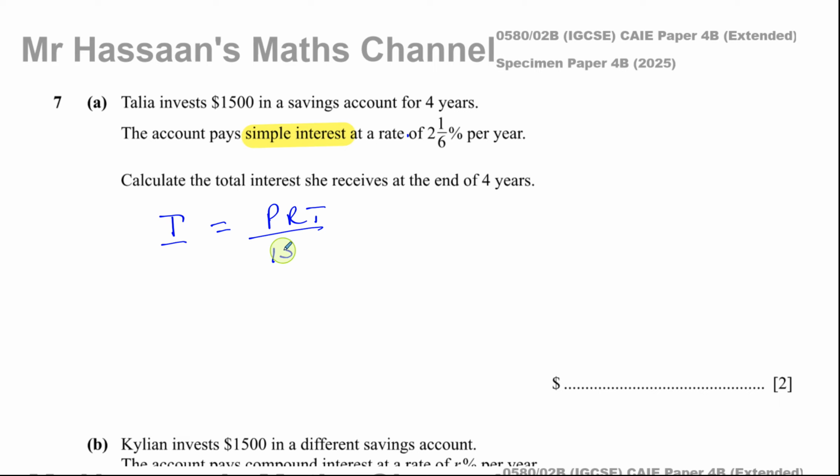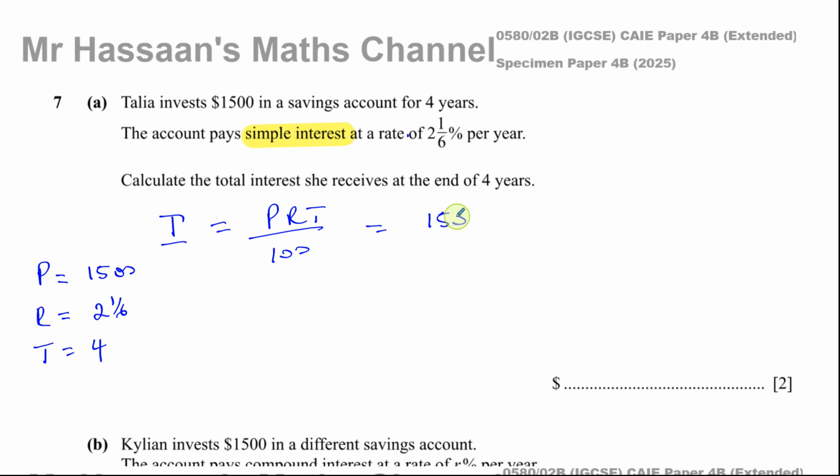PRT over 100. Okay, so we have to find the interest. That's what we have to find. Now we know that P stands for the principal, which is the amount invested, which is 1,500. And we know that R stands for the rate, which in this case is given, but we only use 2.16. Okay, we don't use the percent sign because we've got the 100 there. And the time we know is 4 years. So we can substitute these values in.